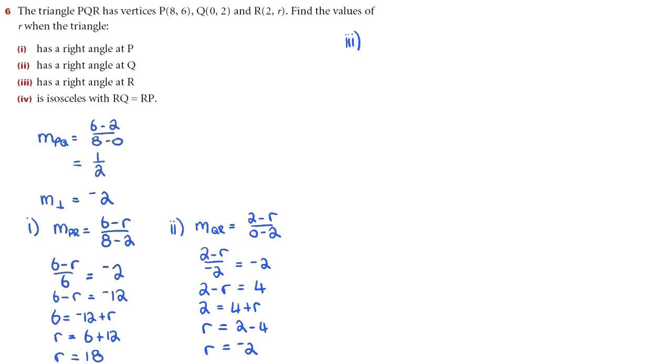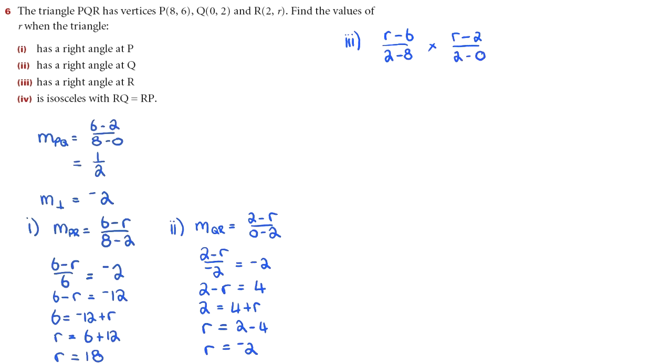So let's find the gradient of RP. RP is going to be the change in y, which is r minus 6, over the change in x, which is 2 minus 8. I'm using the point r first this time. And let's multiply it by the other gradient, which is going to be RQ, which will be r minus 2 over 2 minus 0.